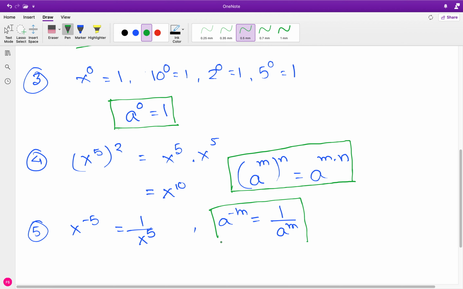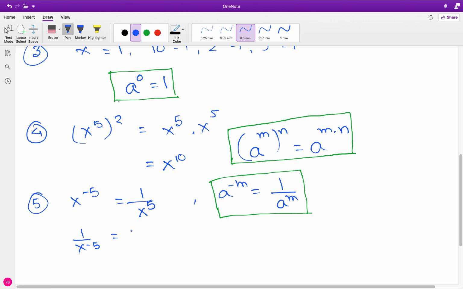Now this is also true if you do this. If you write 1 over x to the power of negative 5, this will also give you x to the power of positive 5 if you move it upwards. So we can say that 1 over a to the power of negative m is also the same thing as a to the power of positive m. So this is kind of the same thing. If you remember one, you will always remember the second one.